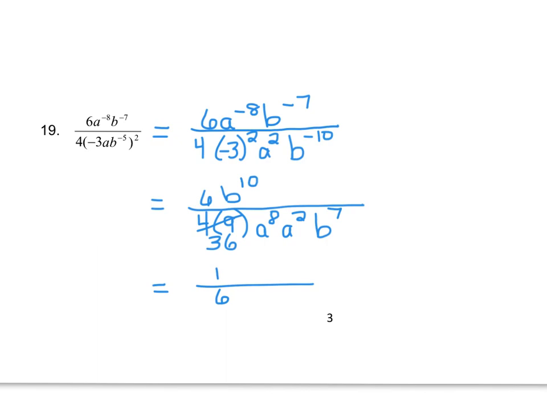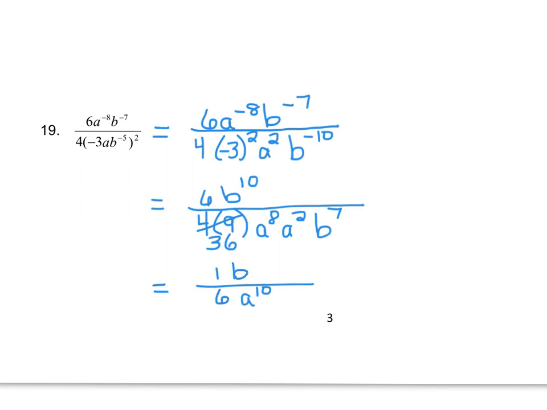Now I'm going to go to my a's. We have, in the denominator, a to the 8th times a squared. So we know we have to add these exponents. That'll give us a to the 10th, and that stays in the denominator. And then let's look at our b's. We have b to the 10th in the numerator and b to the 7th in the denominator. Since we have more in the numerator than in the denominator, you can think about it one of two ways. You could say these 7 b's will cancel off with 7 of these b's on top, so it's only going to leave me with 3 b's on top, which we could write as b cubed.